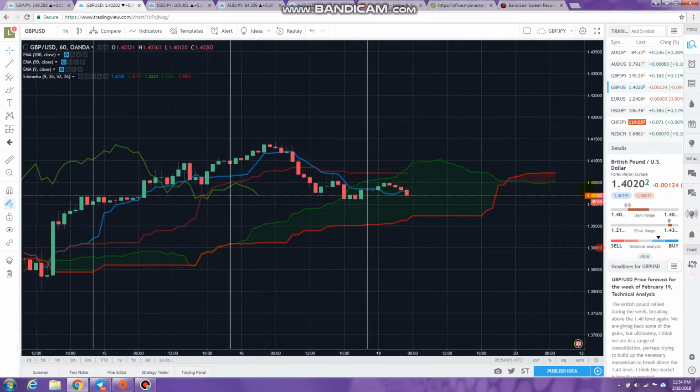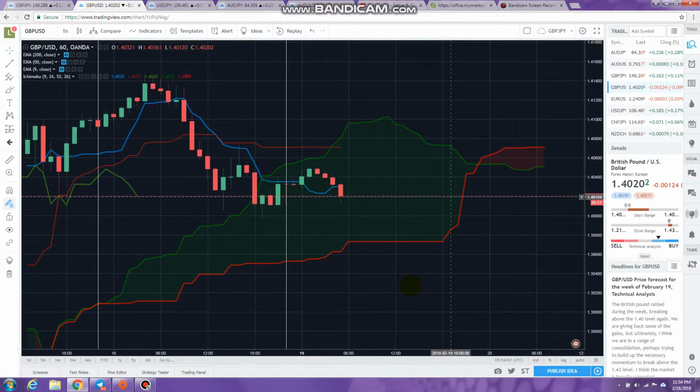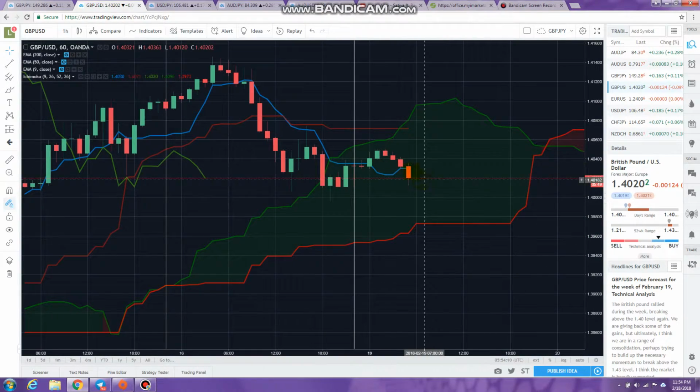So we have that cross, that baseline price cross in the cloud. So that indicates it's a new, we're kind of in a neutral selling point right here. So it's not a strong sell, but it's still indicating a sell regardless.